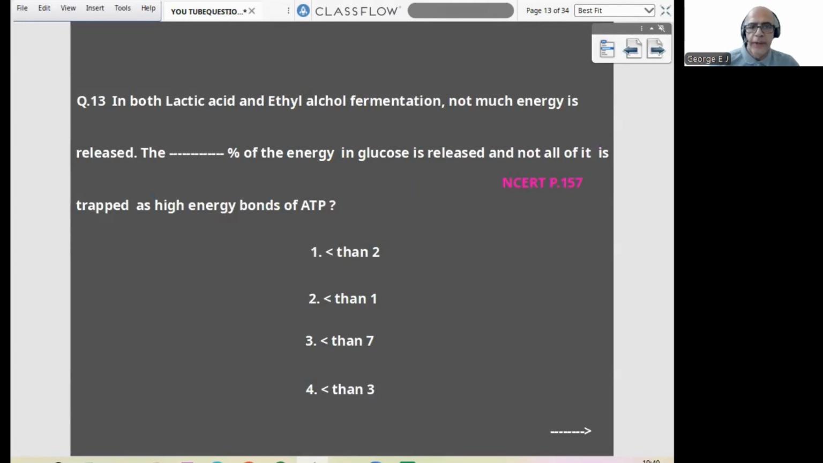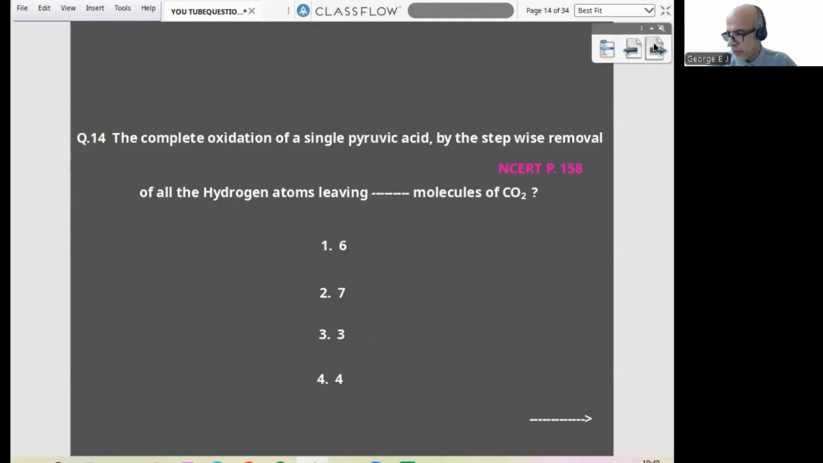Now, next 13. In both lactic acid and ethyl alcohol fermentation, not much energy is released. The dash percentage of energy in glucose is released and not all of it is trapped as high energy bond of ATP. Again, it is a direct NCERT question. These 2 values, the previous question and this value, they frequently ask the number. NCERT clearly gives it is less than 7%. I think the idea is clear. Now we can proceed to 14.